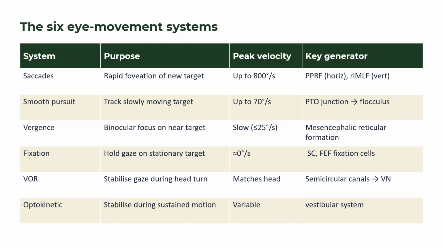Vestibulo-ocular reflex. The purpose is to stabilize the gaze during head turning. The peak velocity matches with the movement of the head. It is generated by semicircular canal and vestibular nucleus. Optokinetic movements. The purpose is stabilizing during sustained motion. The velocity is variable. It is generated by vestibular system.